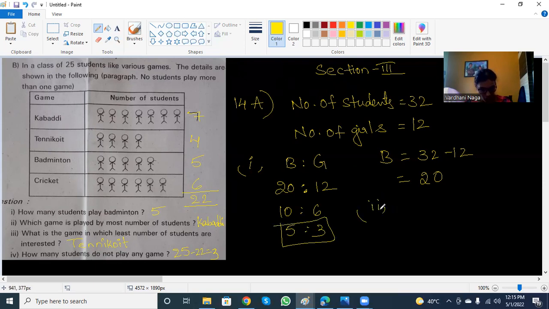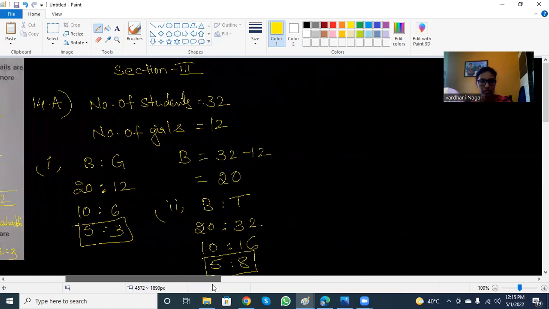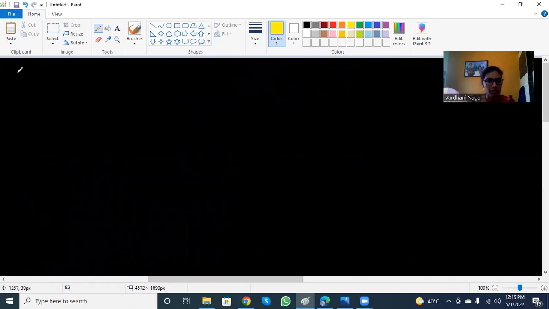Second one. The ratio of the number of boys to the total number of students. Boys to the total. Boys is 20, and the total number of students is 32. So 10 is to 16. 5 is to 8. This is the ratio of boys to the total number of students. So 14th A is done. Let's see 14th B.